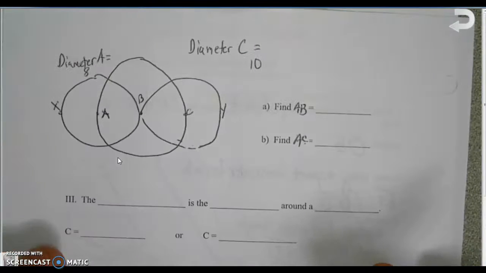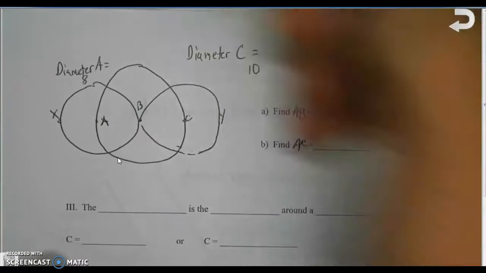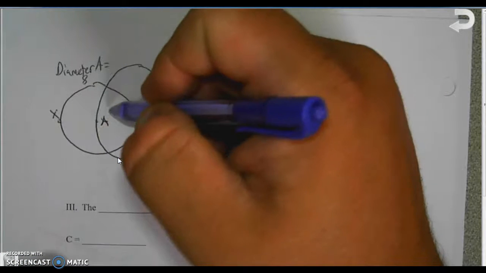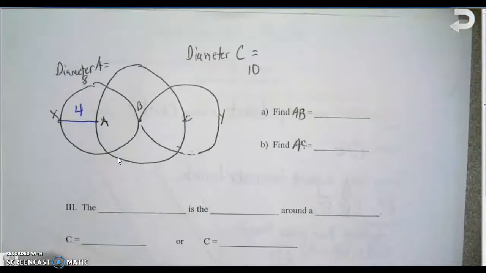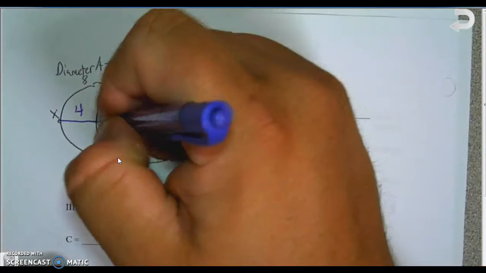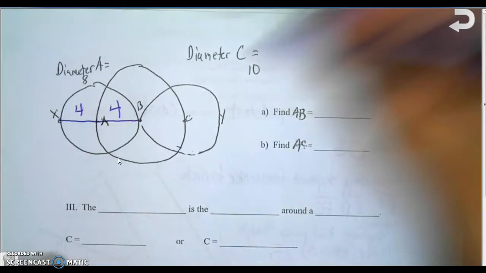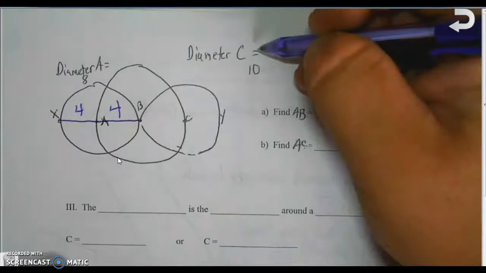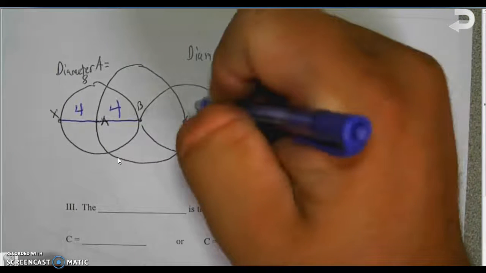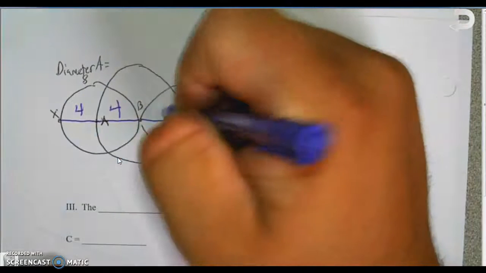All right. Real quick, just want to touch base on this. If this has a diameter of 8, then the length between X and A would be 4. The length between A and B would also be 4. And then the length between C and Y, since circle C has diameter 10, would be 5, which makes this also 5.